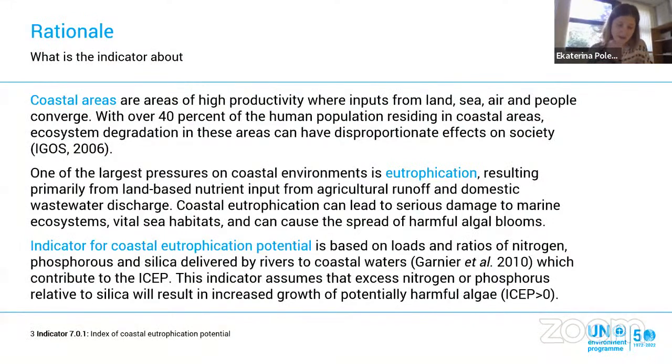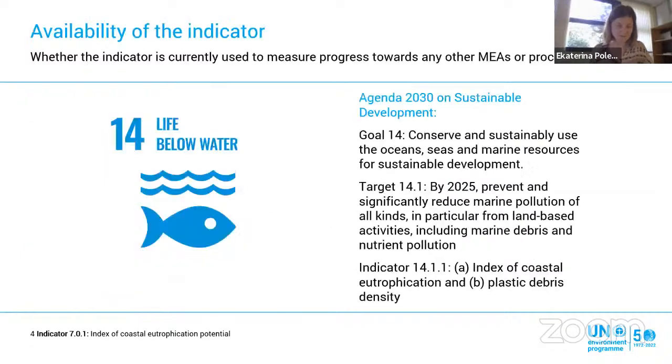Why is this area important? With over 40% of the human population residing in coastal areas, one of the largest pressures on the coastal environment is eutrophication, resulting primarily from land-based nutrient input from agricultural runoff and domestic wastewater discharge. Coastal eutrophication can lead to serious damage to marine ecosystems and vital sea habitats, and can cause the spread of harmful algae blooms. Next slide, please.